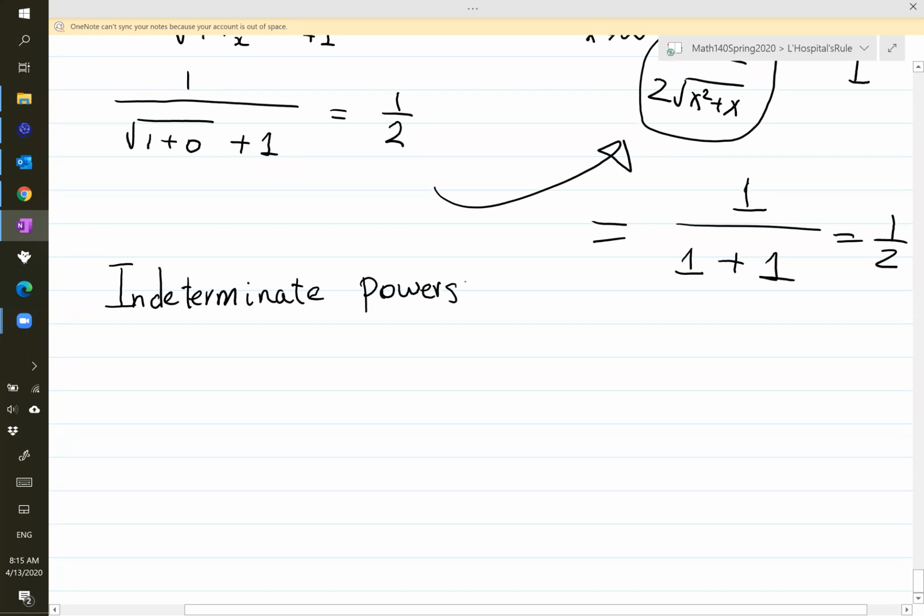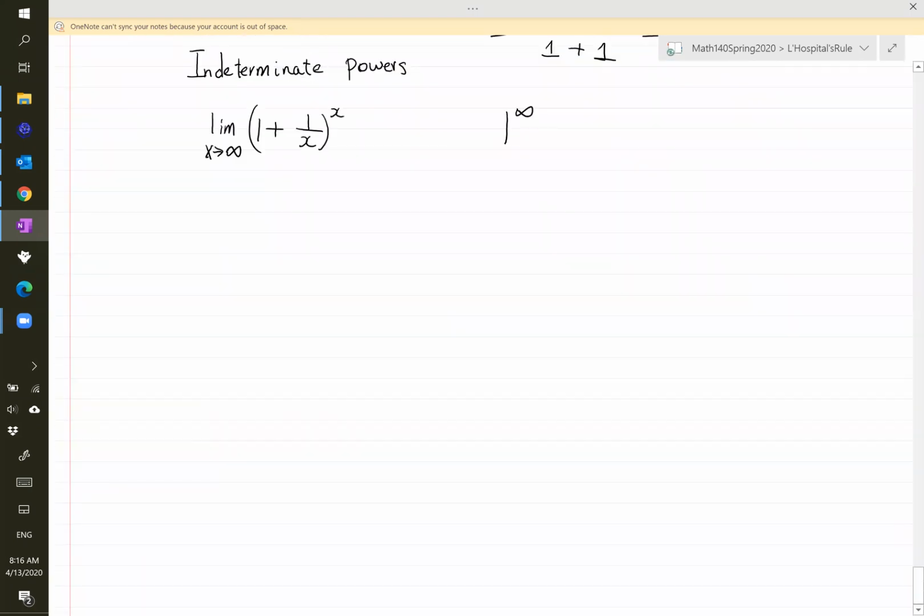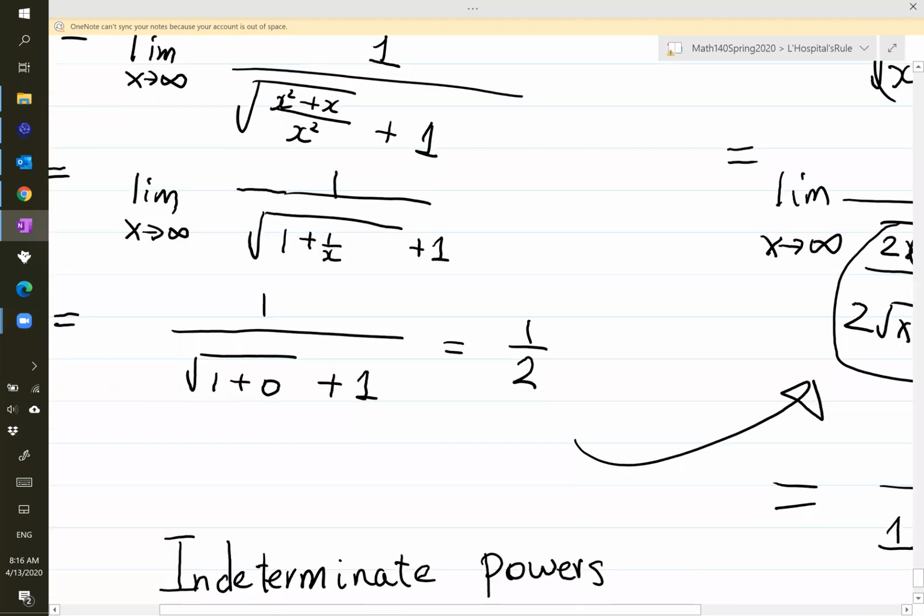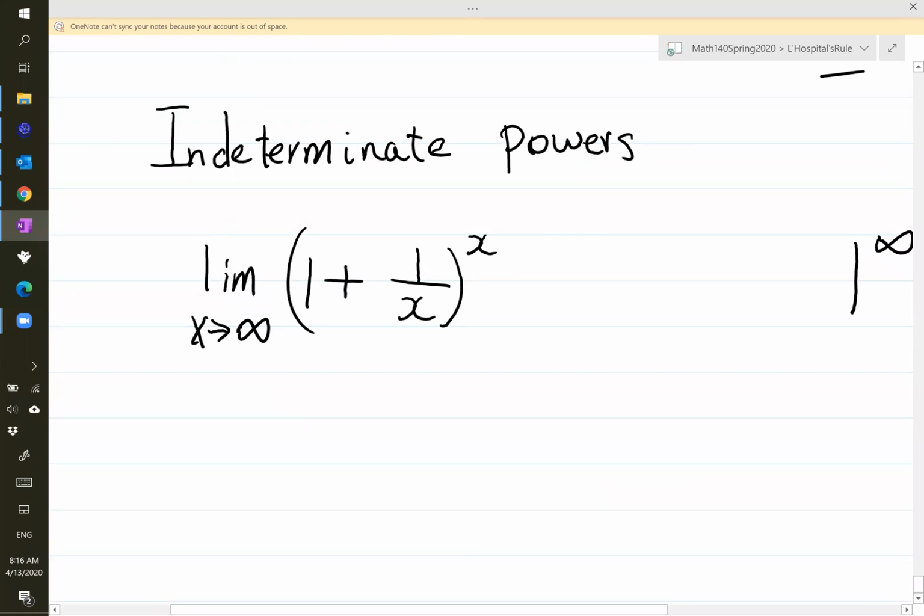Okay, let's see some example. This is an indeterminate power. This is of the type 1 to the power infinity. We know here 1 to any power is 1, but here the base is 1 plus 1 over x, so the base is slightly greater than 1. Now the power approaches infinity. So you may ask which factor is dominating?